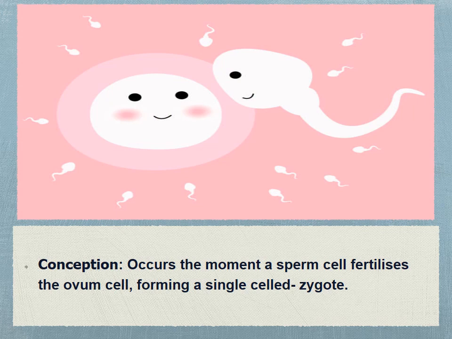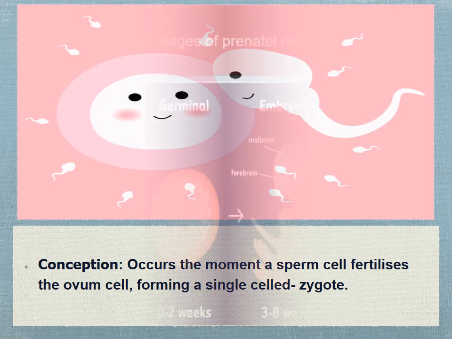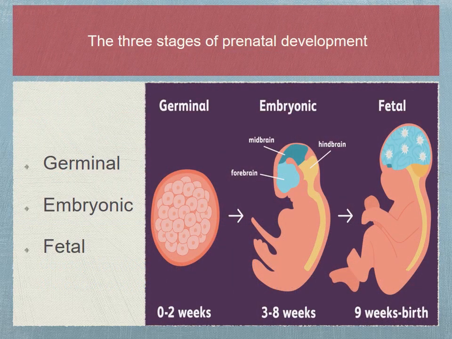Conception. This occurs the moment a sperm cell fertilizes the ovum cell, forming a single celled zygote. And after conception, the prenatal stage starts. Basically, the prenatal development is divided into three stages: germinal, embryonic, and fetal. As you can see, the germinal lasts till 2 weeks, and then from third to eighth week, it's embryonic stage, and from the ninth week to the birth, it's the fetal stage. So, now in the coming slides, let's learn each of them briefly.